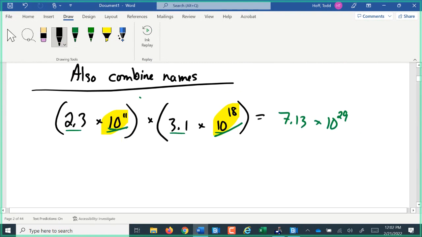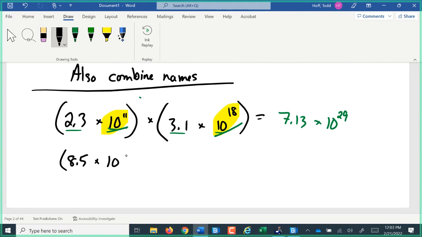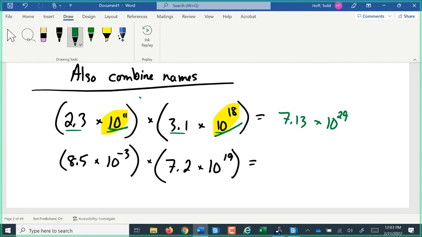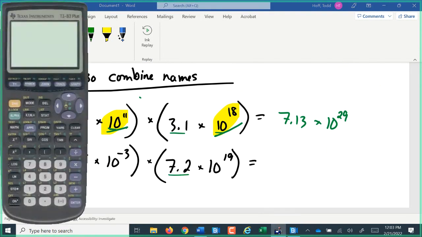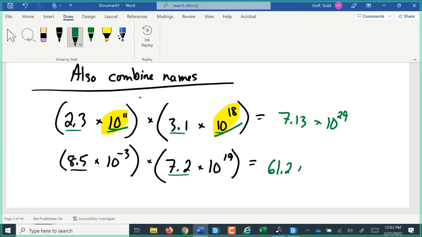Now again, just like before, it's very easy to come across things like this. 8.5 times 10 to the negative 3 times 7.2 times 10 to the 19th. We'll go ahead and combine 8.5 times 7.2. I'm going to have to resort to the calculator. 8.5 times 7.2 is 61.2. Then 10 to the negative 3rd times 10 to the 19th.